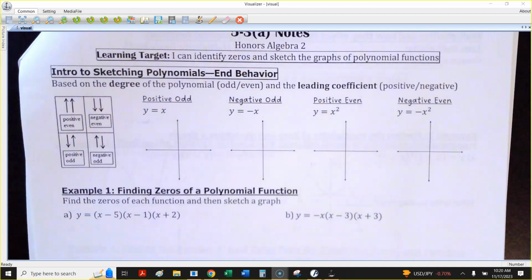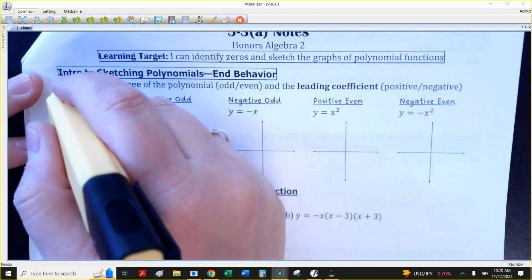So if we had our polynomial written out in standard form, is that first term going to be positive or negative? That's what all of this end behavior is based on. And this is going to match up with stuff that we've done in the past with lines, with quadratics. It's not going to be anything crazy. We just haven't graphed any polynomials.